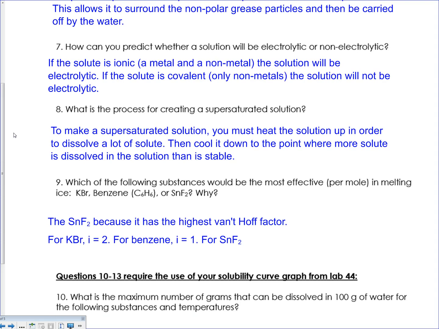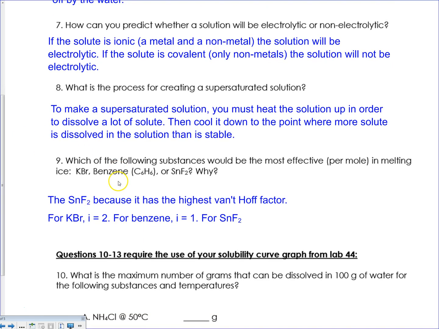So supersaturation, I talked about this a bunch of times in class, but the way that you make a supersaturated solution is that you have to heat it up, dissolve a lot of solute in there, and then cool it down. And you can't just get this by adding excess solute. If you're just adding solute and you get to the saturation level, any extra solute that you put in is just going to sink to the bottom of the container and not mix in. So the only way you can do this is by heating it up, dissolving a lot of solute in there, and then cooling it back down.